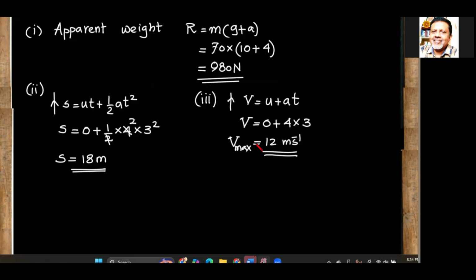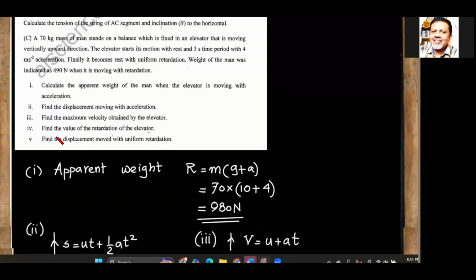That's the third part, right? And the fourth part: find the value of the retardation of the elevator. The elevator starts its motion from rest, and for a 3-second time period it has 4 meter per square second acceleration. Finally, it becomes rest with uniform deceleration.